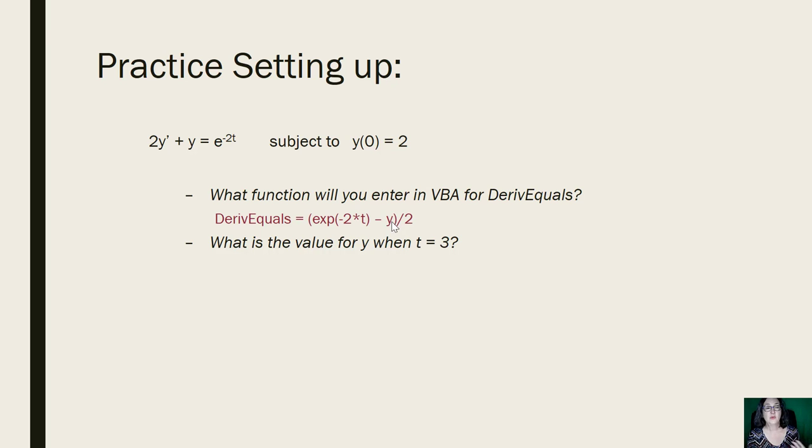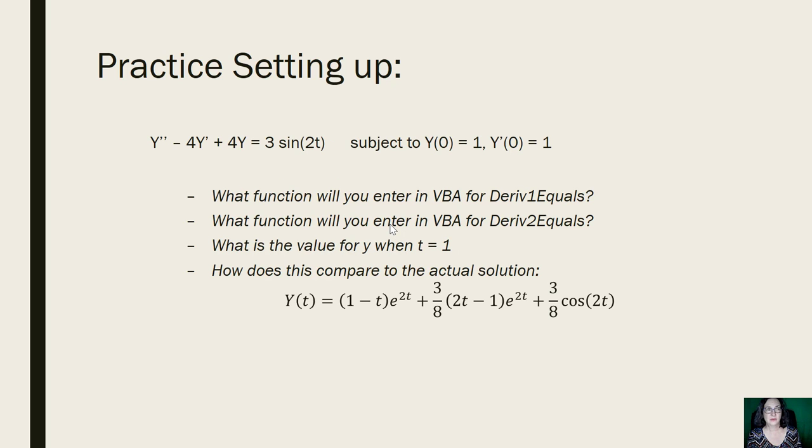If we have a second order ordinary differential equation, such as this one, y double prime minus 4y prime plus 4y equals 3 sine of t, with y of 0 and y prime of 0 both equal to 1. Well, then we need to set up two derivatives for two equations. So the first one is going to be our y prime, and we're just going to give it a new dummy variable name, so z, for instance.